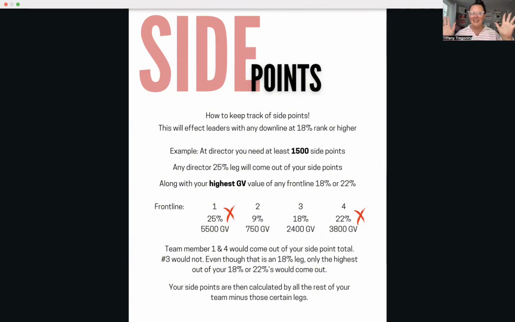Okay. Hopefully that makes sense, and I'm trying to say it in the easiest way. So highest 18 or 22 comes out, and all of your 25s come out. Okay. So when you're pushing for that 25%, if you have really one strong leg that's going to end the month at 18 or 22, make sure that you have a good enough front line that's still going to bring in at least 1,500 of group volume to make sure that you're going to hit that rank.